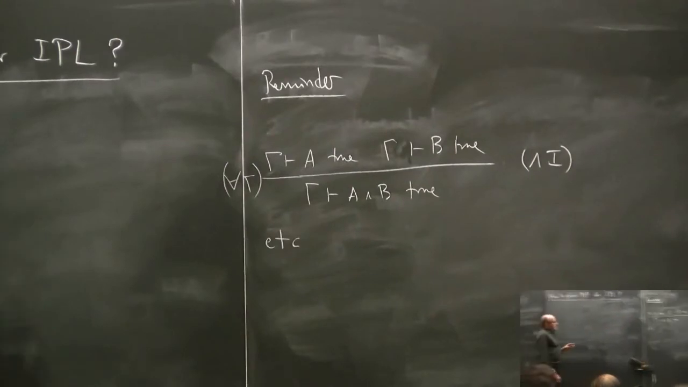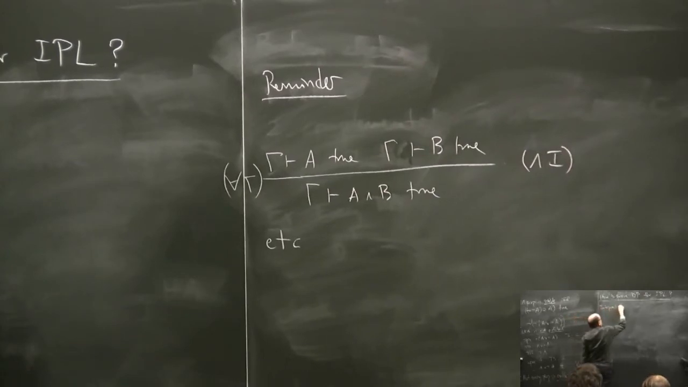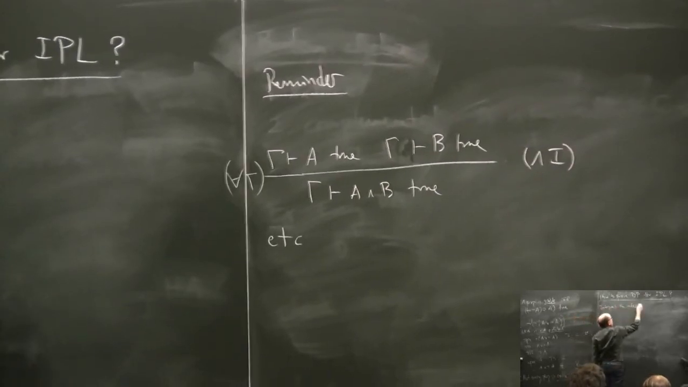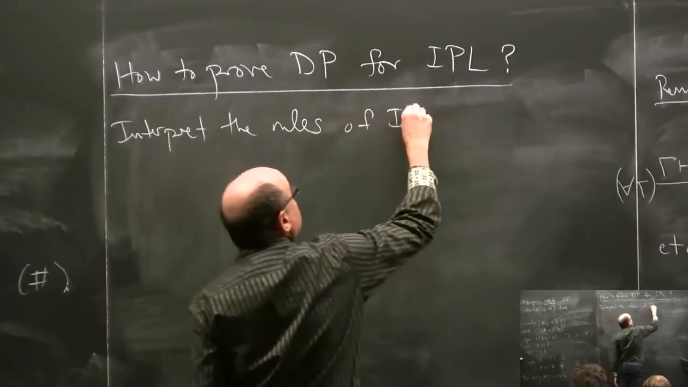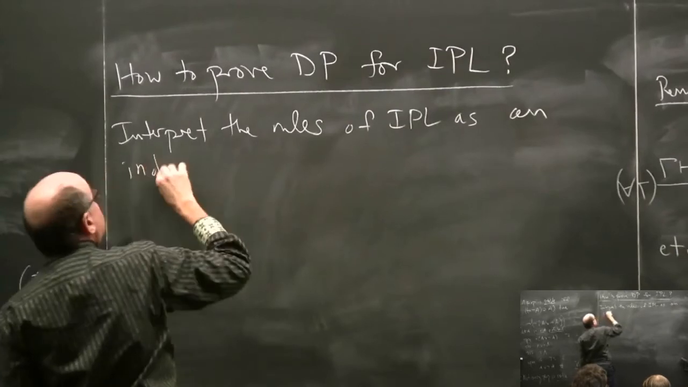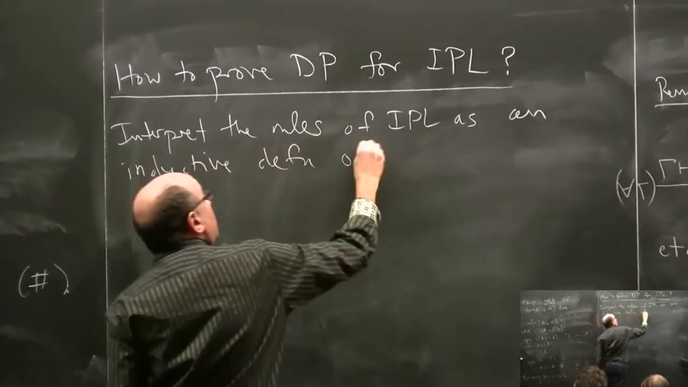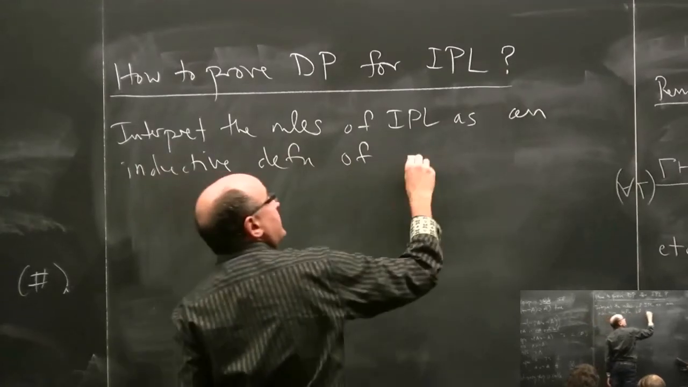So in other words, the rules of the logic now, what we do is we interpret the rules that I gave you of IPL as an inductive definition of a consequence relation of entailment.